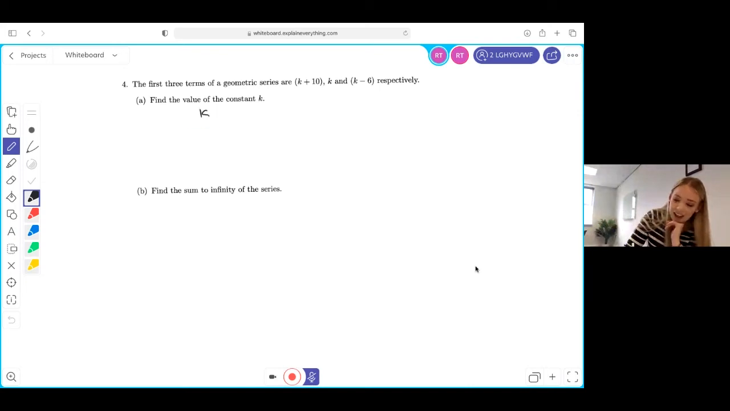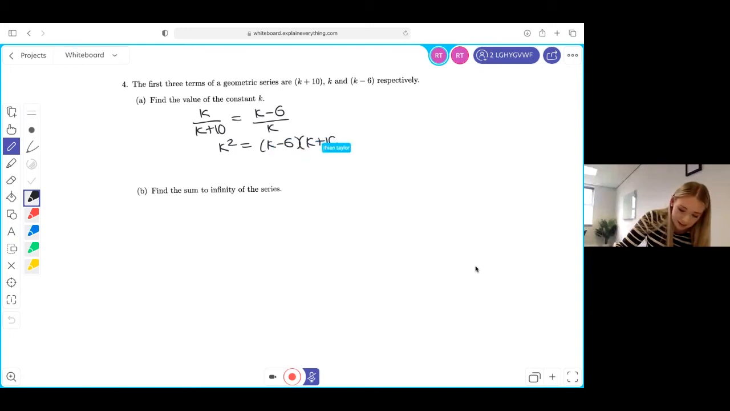So if I do k divided by k plus 10, that'll give me my common ratio. And also I could have done k minus 6 divided by k, my third term divided by my second term. That'd also be my common ratio. So we've just got a nice quadratic in k, which you can solve then. So you should get k squared is k minus 6 times k plus 10.